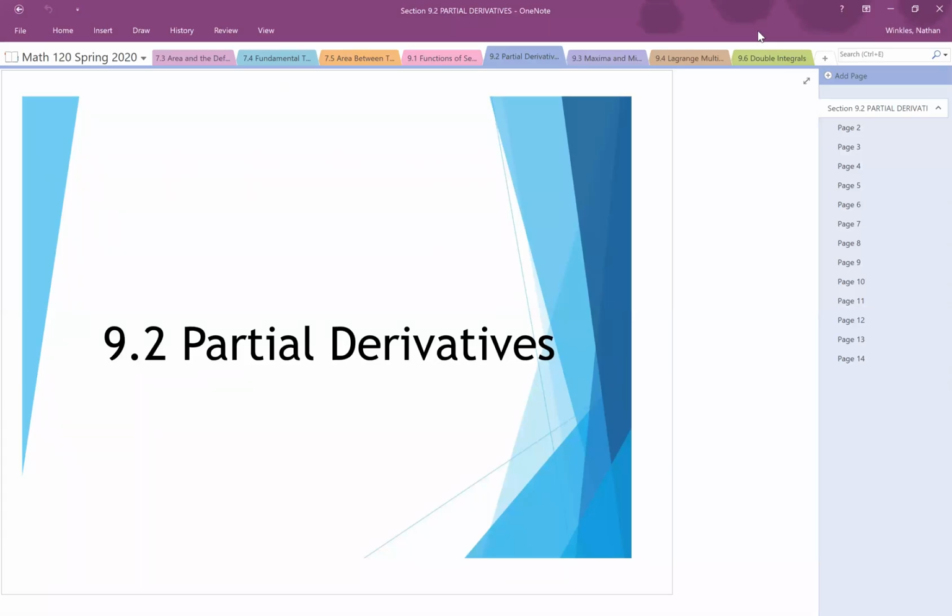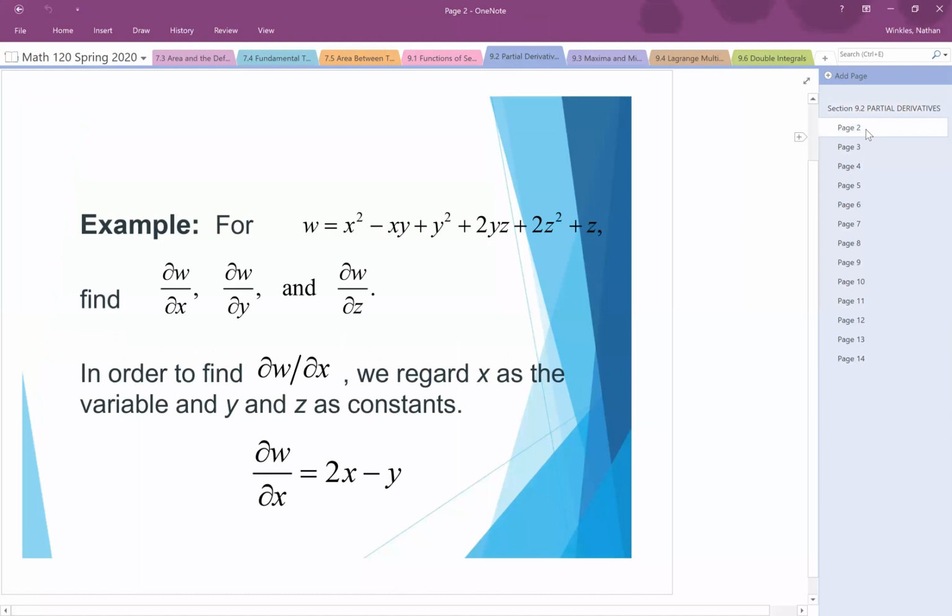All right, so we are now going to move into section 9.2, partial derivatives. We just talked about functions of several variables, which we need in order to do partial derivatives here. The easiest way to explain partial derivatives is to think about it like this. Whichever variable we are taking the derivative with respect to, everything else is a constant. So you can think about everything else as a number.